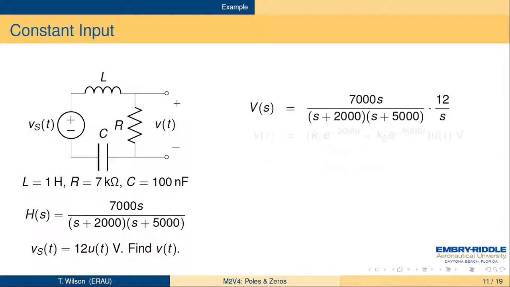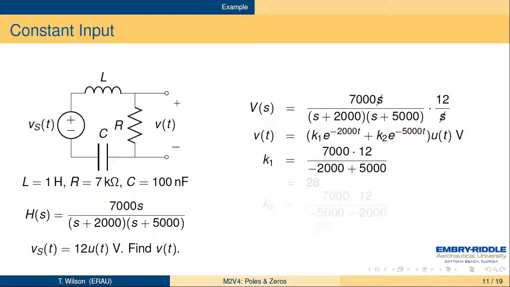So what is the output? Well, we go back and do the partial fractions of what we have left. We plug in 12 over s for the constant 12u of t. The s's cancel, and so we just have to evaluate that by doing partial fractions. So we get our k1 and our k2. That's going to be the final form of the answer there.